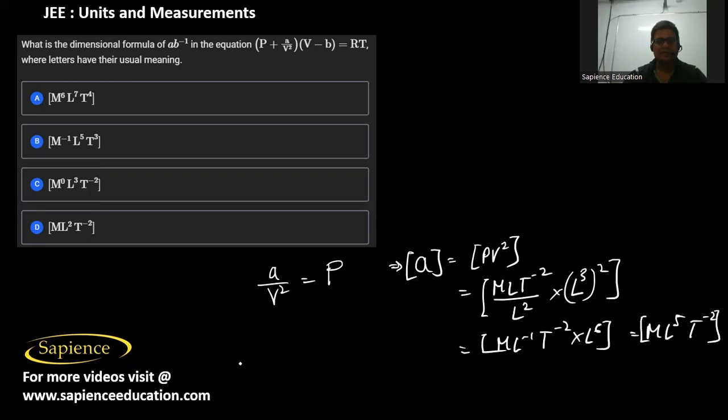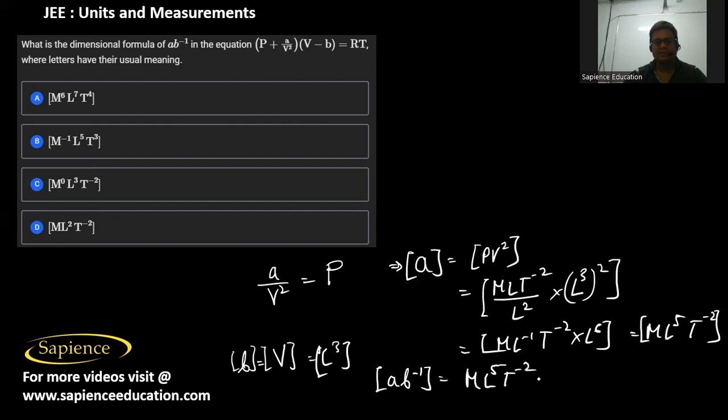And then B has the dimension of volume. It means it is L cube. So now AB power minus 1 will have the dimensional formula M L power 5 T power minus 2 into L power minus 3. So that will be M L square T power minus 2. So option D is the correct answer.